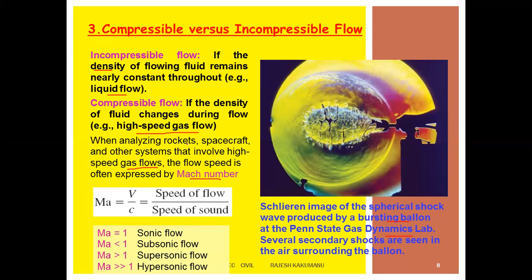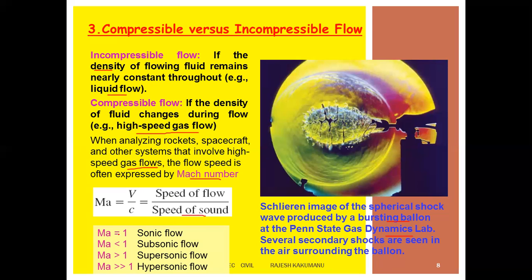In another type of rocket science study, the flow speed is often expressed as a Mach number. What is the meaning of Mach number? Ma is equal to V by C, where V is the speed of flow and C is the speed of sound. Whenever flow is happening, automatically you can hear some sort of sound. So speed of flow by speed of sound is nothing but the Mach number.